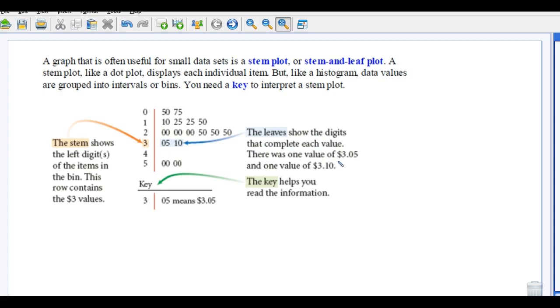There was one value of $3.05 and one value of $3.10. So this would be $3.05, this is $3.10, and this is the key. The key helps read the information. So if you see a 3 line 05, that means $3.05. So it makes it a little bit easier to organize your data.